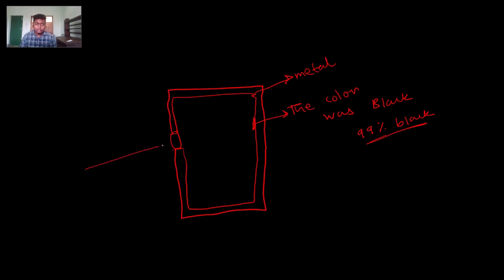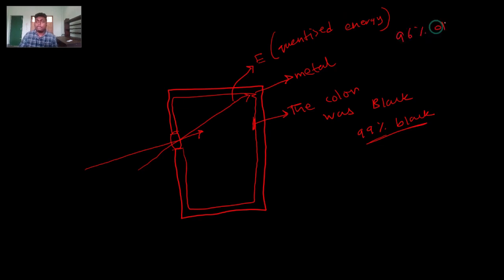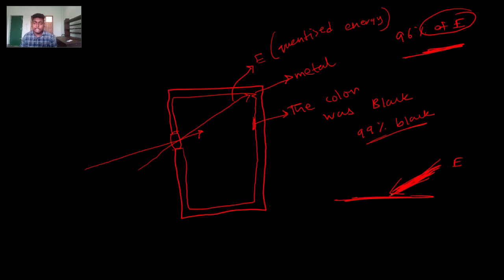Now let us imagine a ray of light is coming inside the black hole. Let us consider that this ray consists of some amount of energy E, and this energy is dependent on the frequency of the light as well as the total number of photons there, because the more photons there are, the more energy the light is carrying. The light has some quantized form of energy, and when this light strikes inside the black hole, 96% of the total energy is absorbed by the wall. This is the total energy E, and 96% is absorbed, which means only 4% remains.